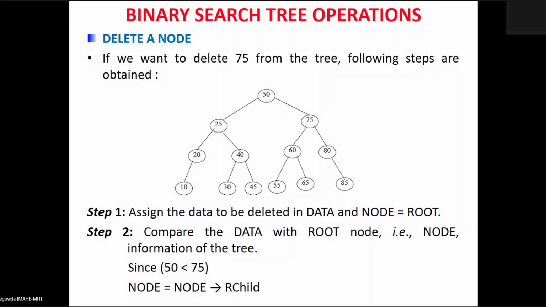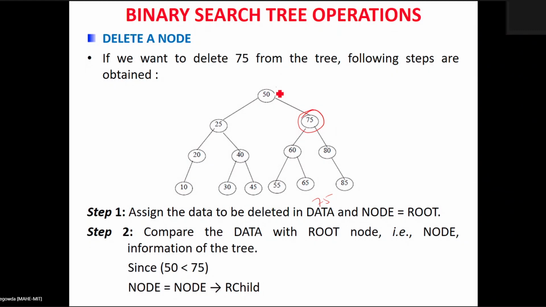This is an example here. If you want to delete 75, the following steps are obtained. Step 1, assign the data. We are going to assign the value 75 into the variable data. So our node is a pointer which is going to point to the 50 here. You are going to compare the data with the root node value.